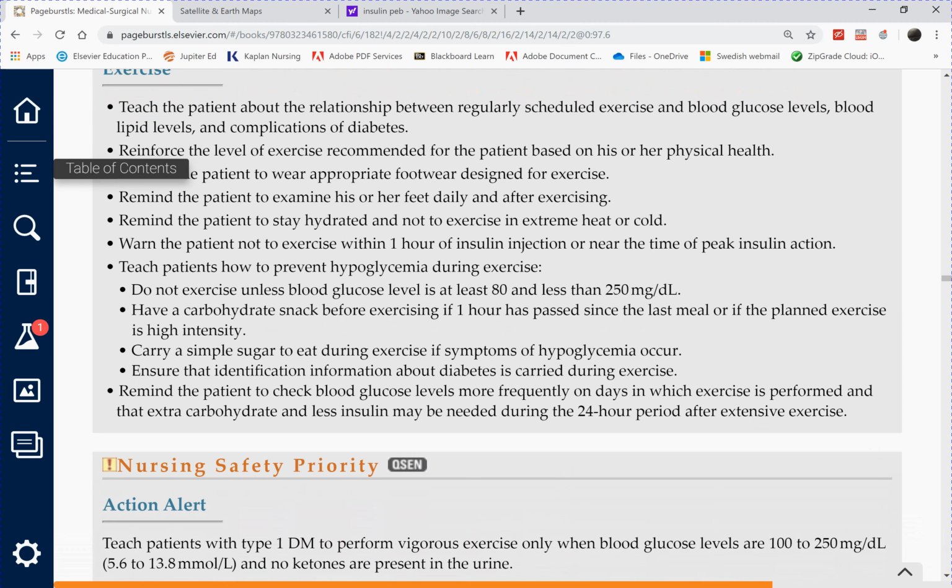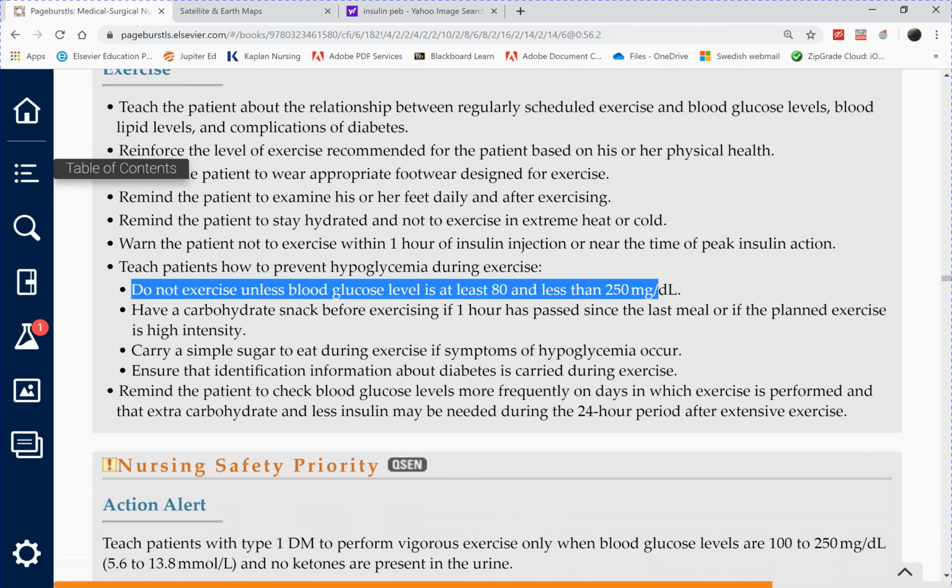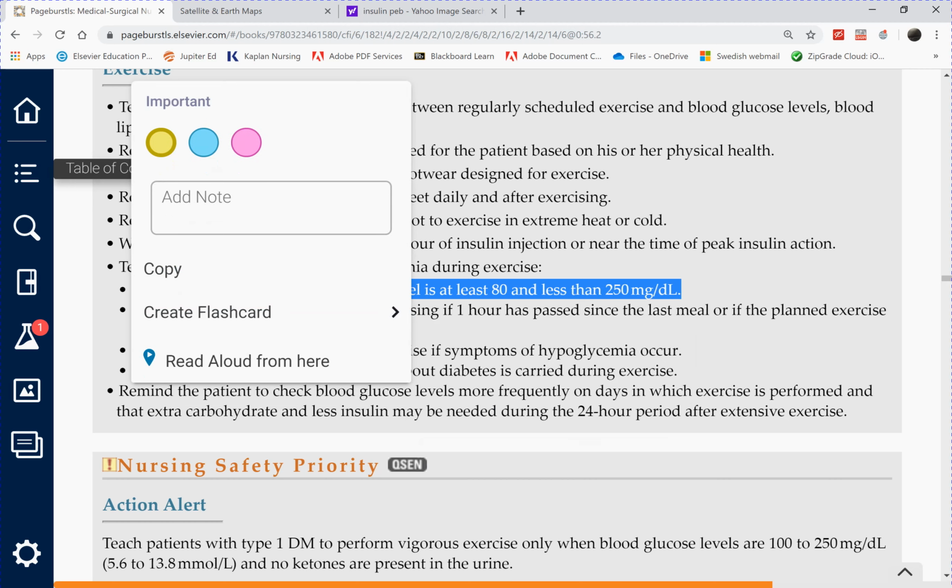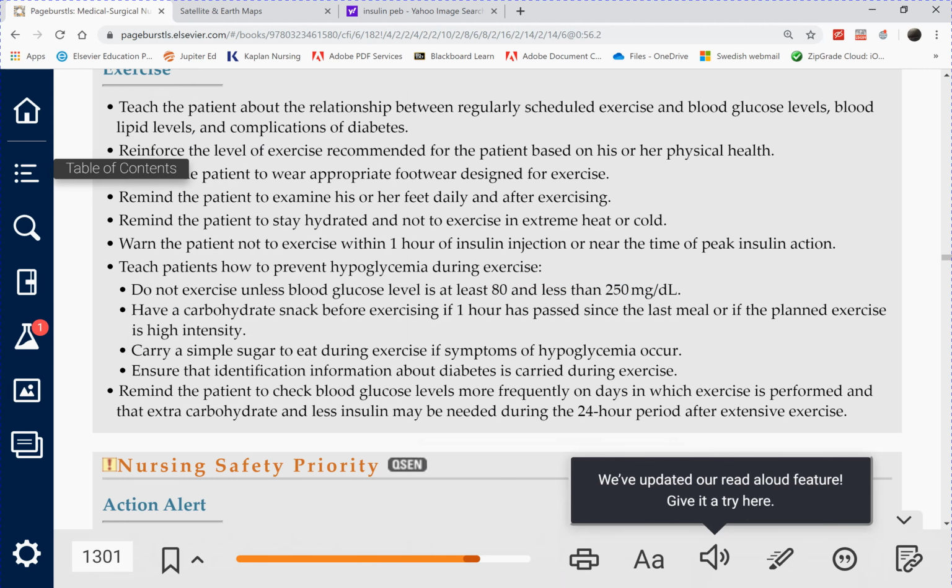And here are two basic guidelines. Do not exercise unless your sugar is between 80 and 250 milligrams per deciliter. Again, do not exercise unless your blood glucose is between 80 and 250. The reason is, of course, if it's less than 80, then you're already hypoglycemic, so exercise will cause further hypoglycemia. And in the case of 250, let's say the sugar is really 251 or higher, and then you exercise.